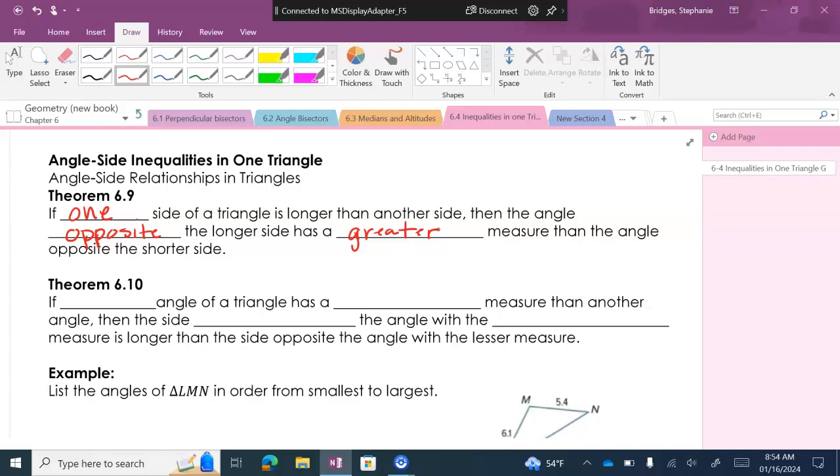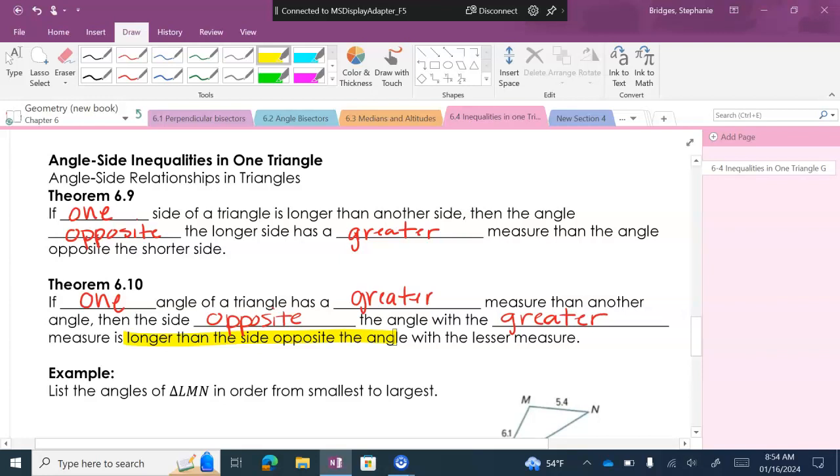Okay. The next one says, if one angle of a triangle has a greater measure than another angle, then the side opposite that angle with the greater measure is longer than the side opposite the angle with the smaller measure.